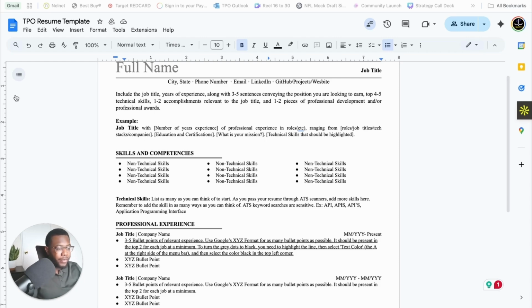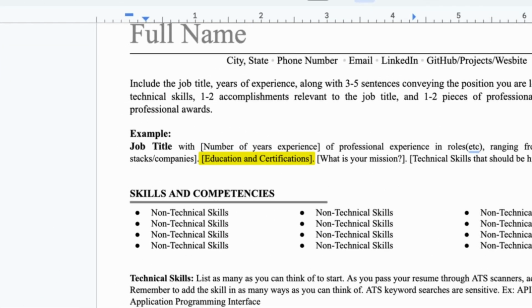You have job title with number of years of professional experience in roles ranging from, and then you talk about all the different roles that you've had over the years. You talk about the job titles, you talk about the tech stacks, you talk about the companies, anything that's worth noting. You also talk about some certs here as well, and any notable colleges as well.